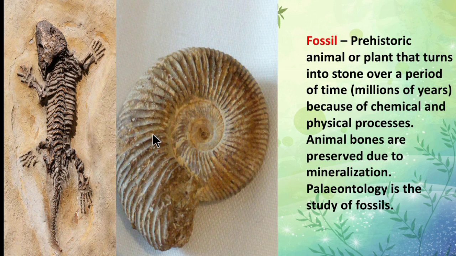These are the fossil remains of the prehistoric people. The prehistoric animal or plant turns into stone over millions of years because of chemical and physical processes. Because of the chemical reaction as well as the physical process, these fossils turn into stone. Animal bones are preserved due to mineralization, and paleontology is the study of fossils.